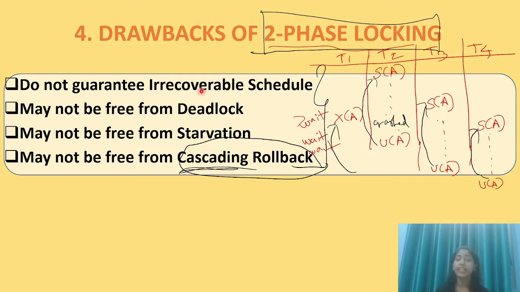It does not guarantee a recoverable schedule. Your schedule might be irrecoverable. It may not be free from deadlock; your transaction may go through deadlock. It may not be free from starvation also, and it may not be free from cascading rollback. I have explained these with examples also.